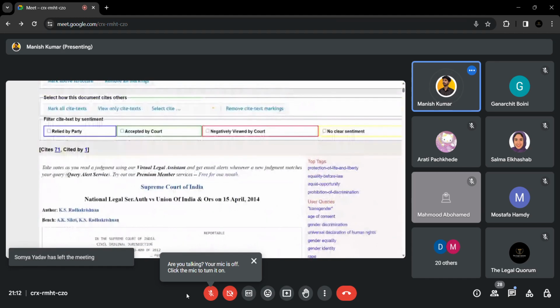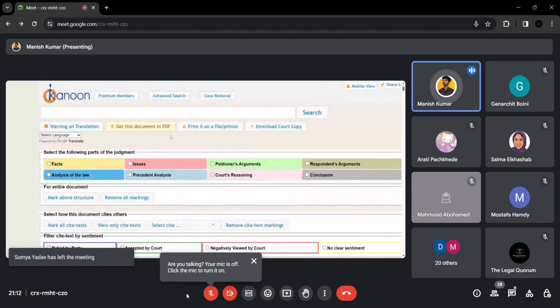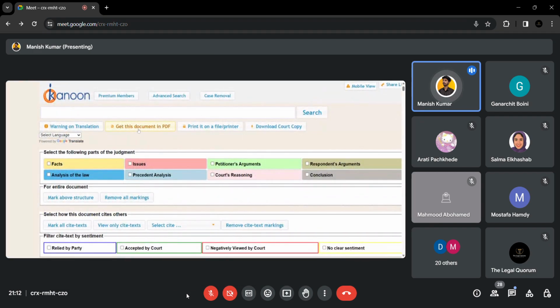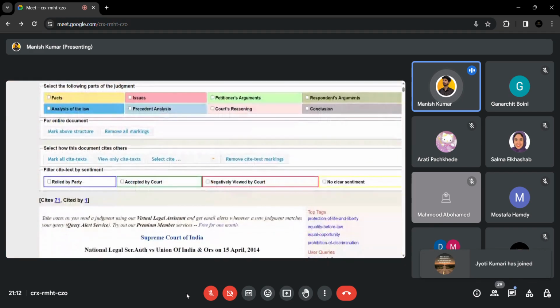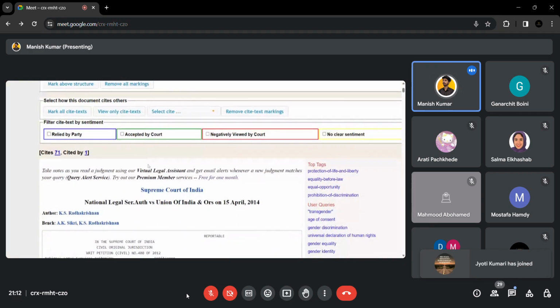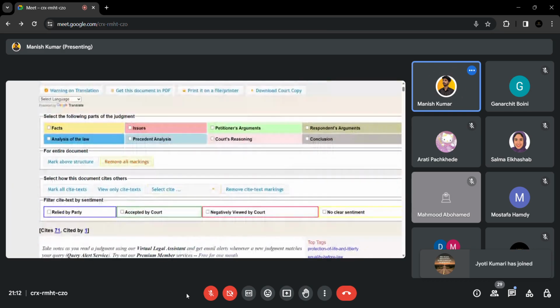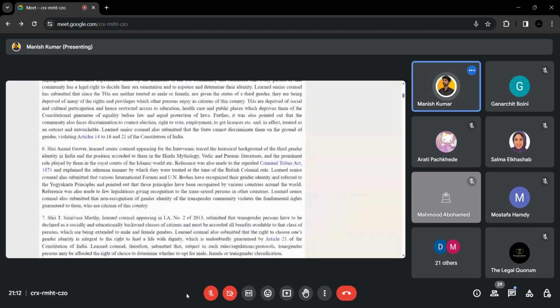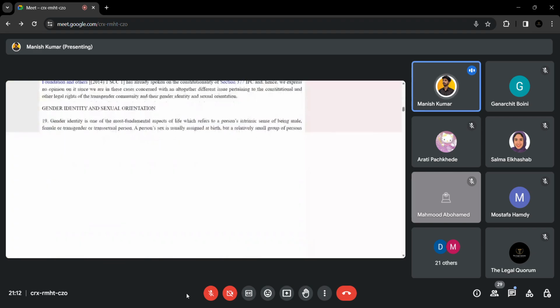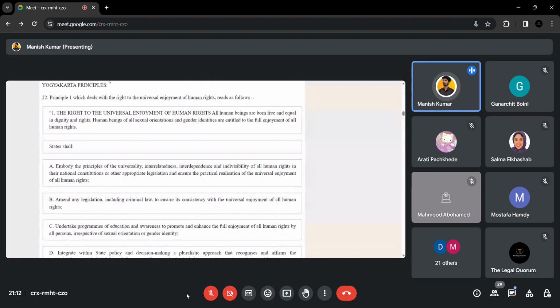All right. So if you want to download the PDF of the document, you can do this from here. If you do have access to SCC or Manupatra, you can download from there. And this was a brief session about how to write case summaries.